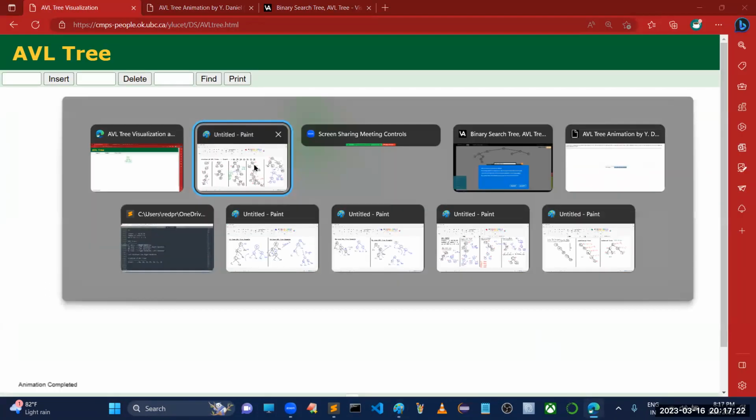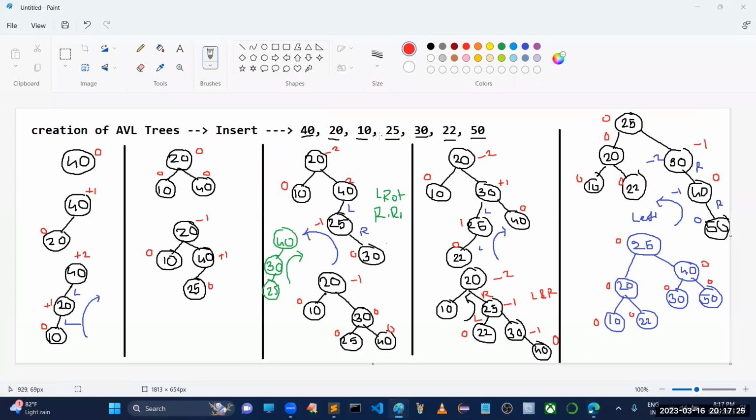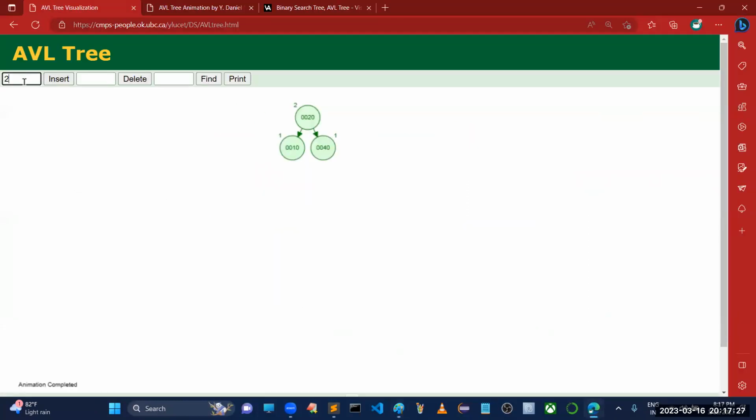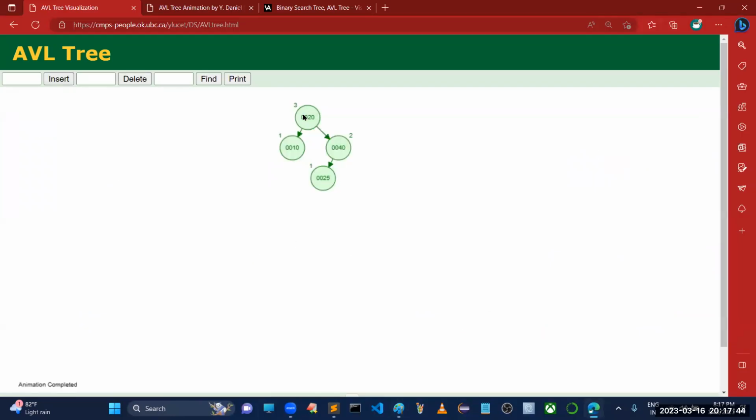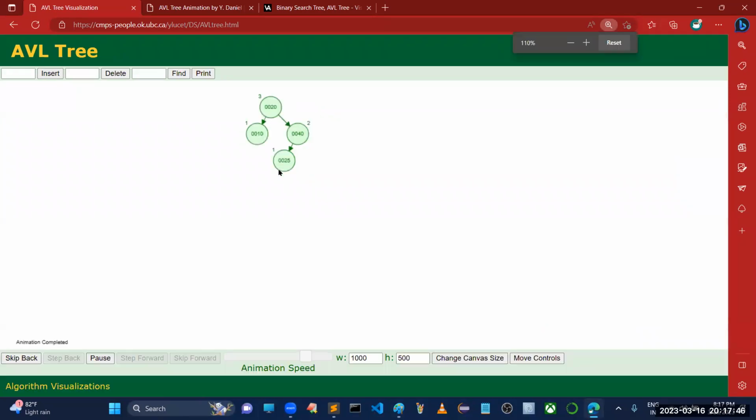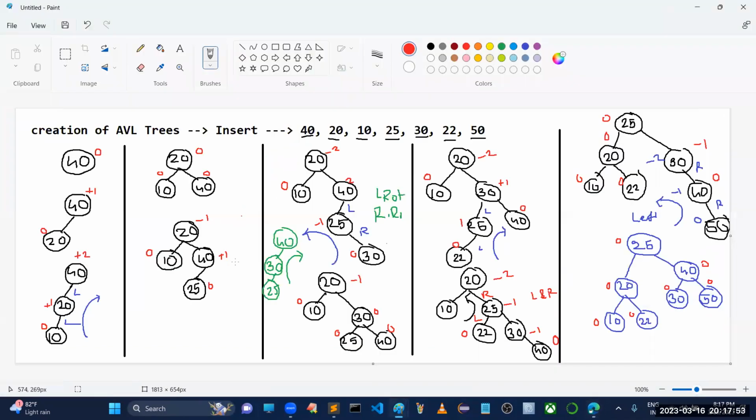Correct, right? Sir, now we have to insert 25. Try to insert. It will check the left subtree. A rotation problem is coming. The balance factor is not satisfied. Sir, you can see 10, 20, 40, everything is correct.